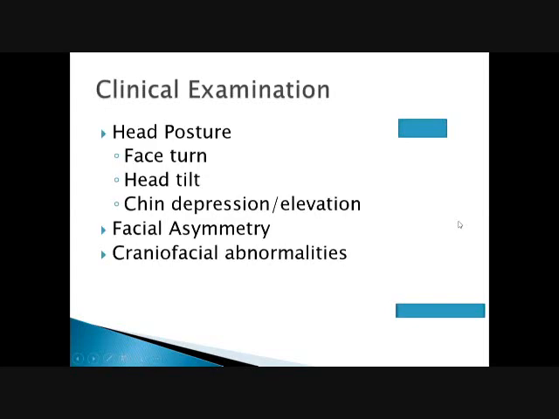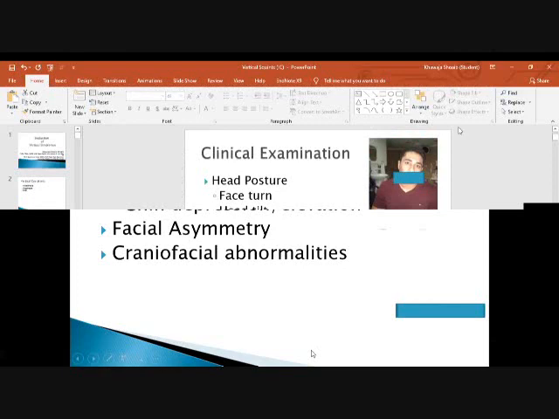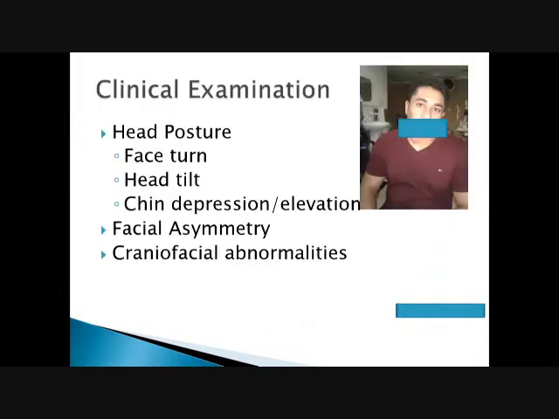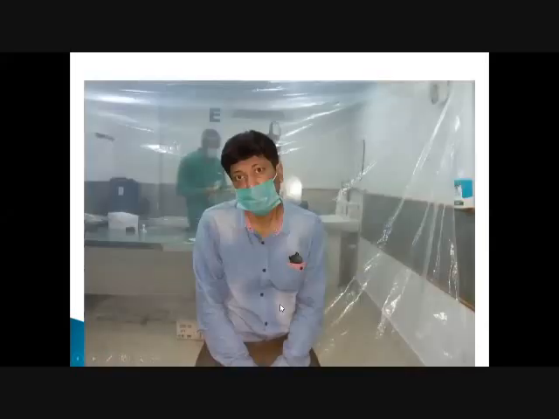So the clinical examination starts with noting the head posture. We want to see whether there is any abnormal head posture, if there is face turn or head tilt or chin depression or elevation, and sometimes there is facial asymmetry or craniofacial abnormalities. For example, in this girl, the mouth is tilted towards one side. So there is developmental abnormality of the maxilla.